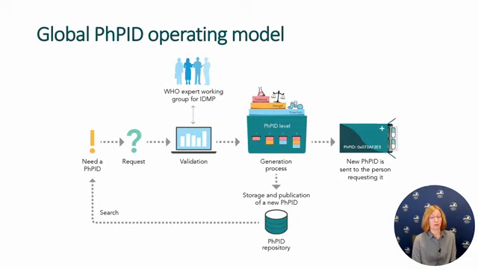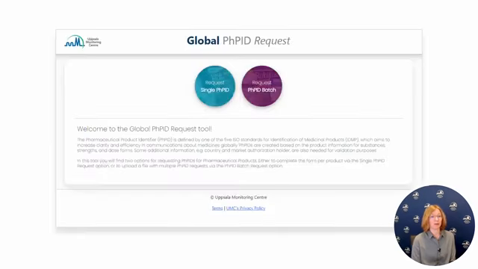If the validation then is approved, UMC will generate the PhPID at all the relevant levels, and the code will be shared with the requesters and published in a repository. The demo versions of the different applications supporting the operating model for global PhPID are now up and running, and here is a picture showing the request application for global PhPID.